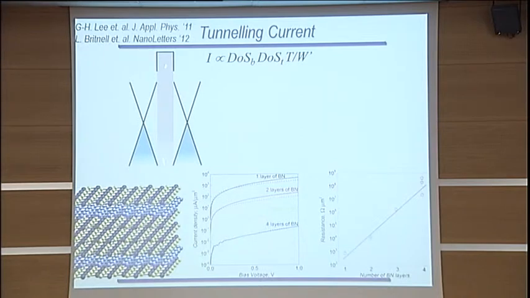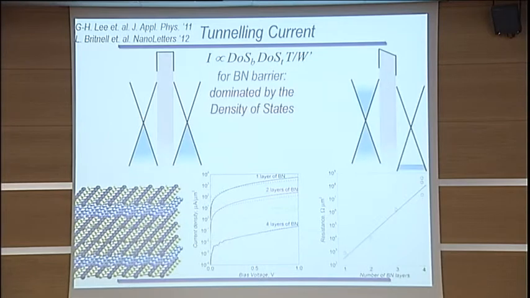And here we used boron nitride with the gap of 6 eV, which is much larger than the Fermi energy which we can induce in graphene. So the tunneling probability doesn't change much, and all we do is change the density of state in the two graphene layers, and that's why the tunneling current changes. Now, this density of state, of course, can also be changed externally, for example, with a gate.